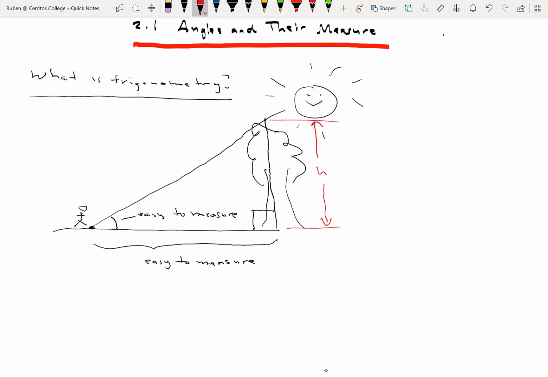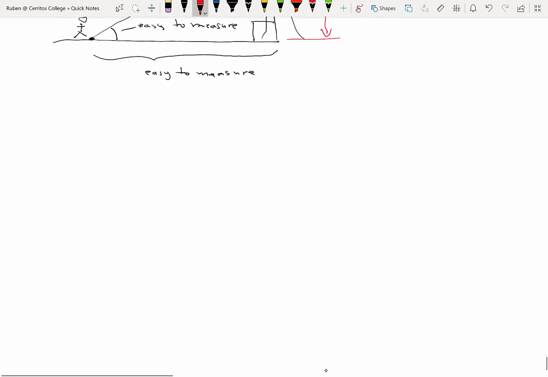A little bit more interesting example, or a couple of them actually, come from astronomy. Not astrology, it's astronomy.